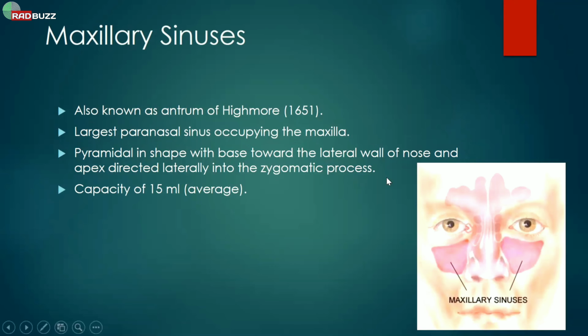They are pyramidal in shape, with base towards the lateral wall of the nose and apex towards the zygomatic process. Now, this is the lateral wall of the nose, and this towards side thing is the apex, this pointed end, and that's the base, which is towards the zygomatic process. So that's basically the pyramid, how it is formed, and it has a capacity of 15 ml on average in a human body.